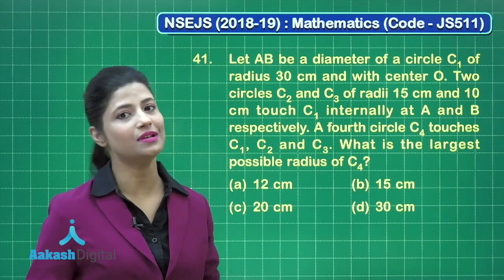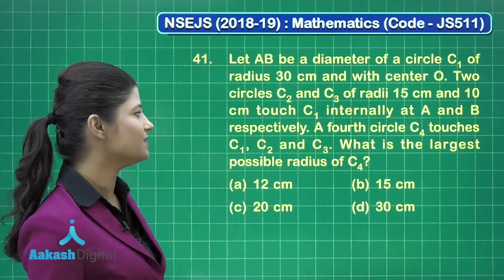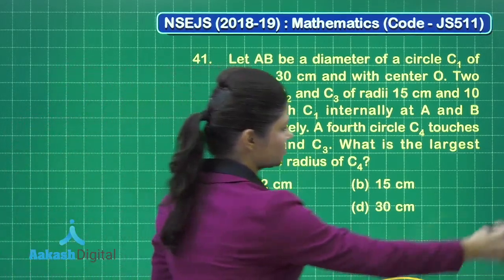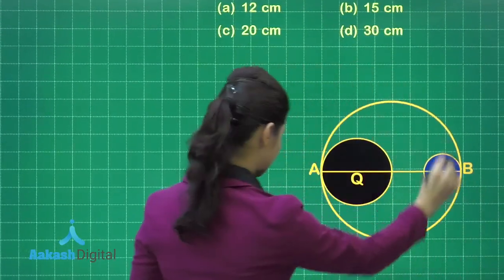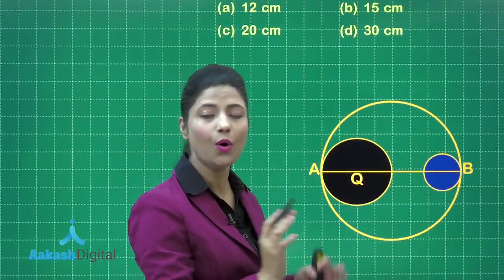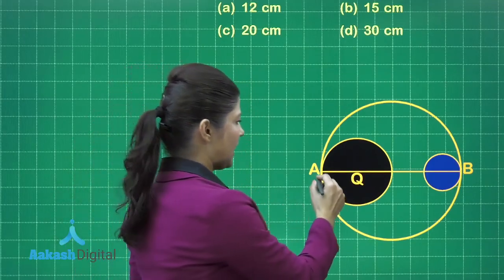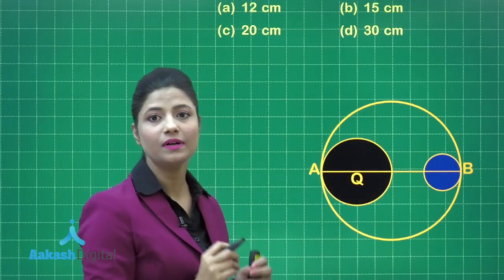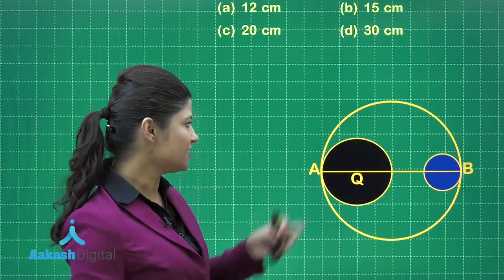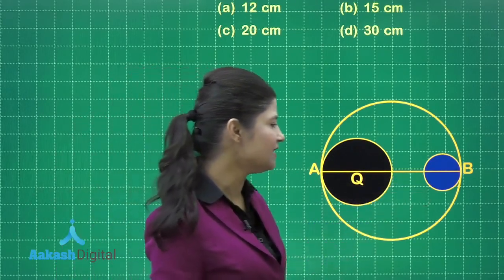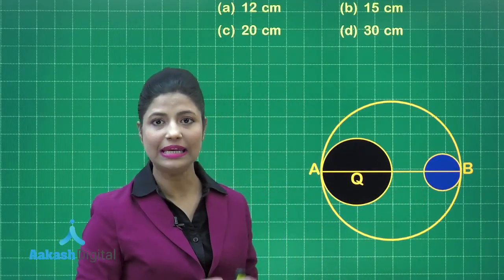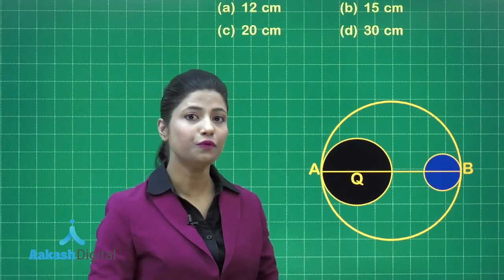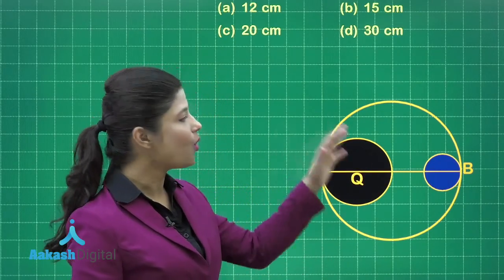So here you need to figure out the largest possible radius of this fourth circle C4 out of these four options. So when I consider the given conditions of the question, here you can see that I have the circle C1. This is the largest circle C1 of the radius 30 cm. Here I have this circle with the center Q and it is having the radius of 15 cm. So it is touching the circle at point A. Here I have another circle C3 which is touching this previous circle at B and it is having the radius of 10 cm. Now I need to draw here the fourth circle where it touches all these three circles.